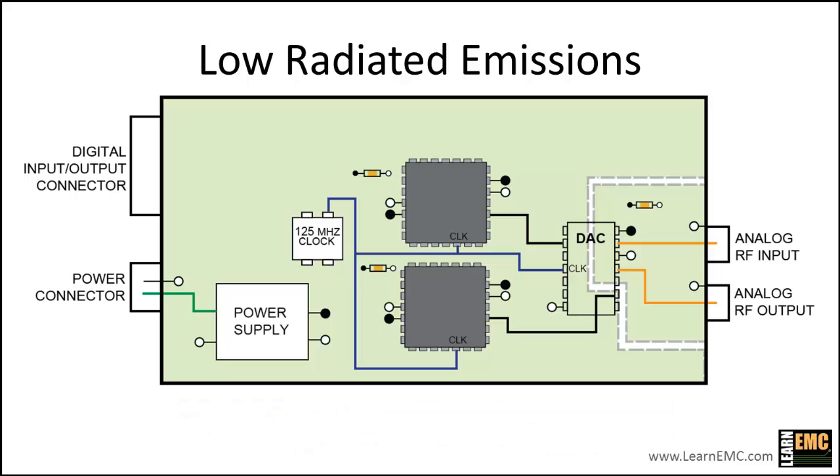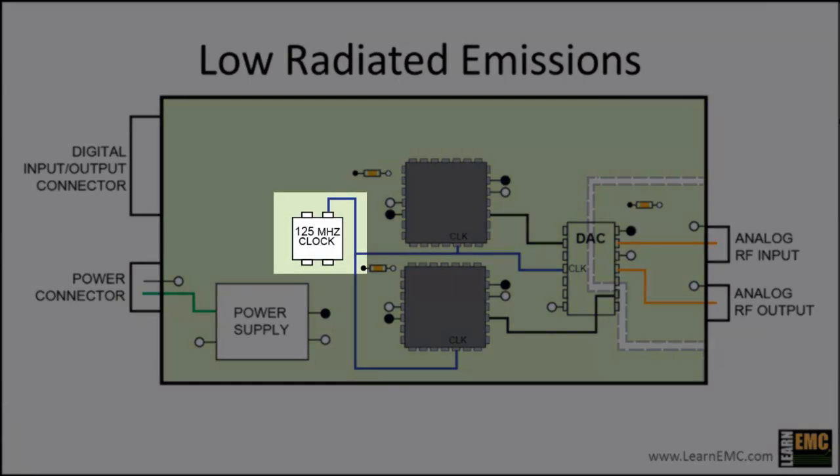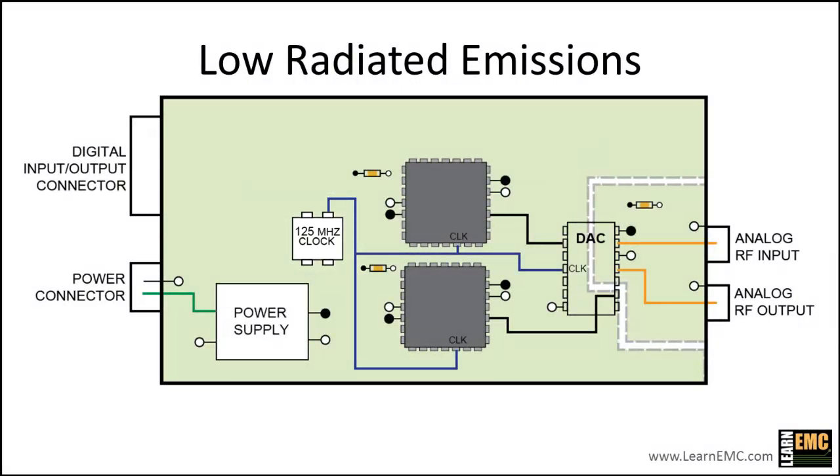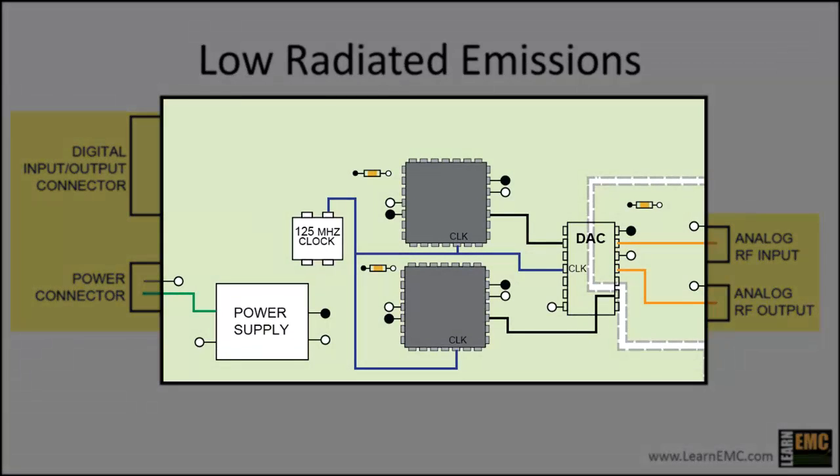The highest frequency identified on this board is the 125 megahertz clock. Assuming that we've controlled the digital transition times adequately, we're unlikely to have sources on the board capable of causing a significant radiated emissions problem above about 1 gigahertz. For frequencies below 1 gigahertz, the most obvious antenna structures are the cables attached to the board and the board itself.